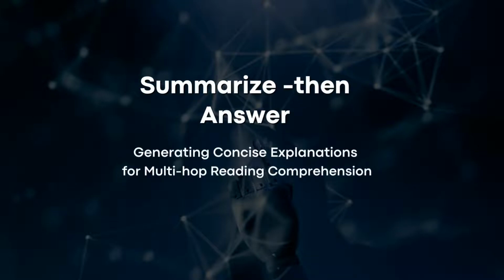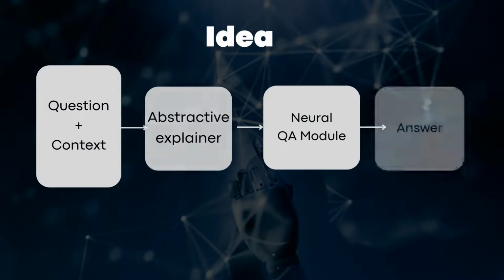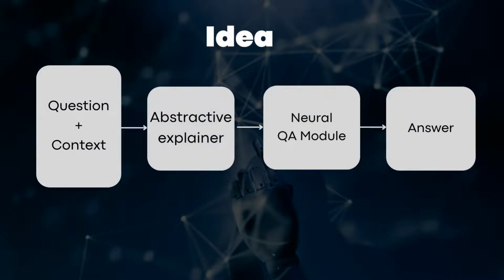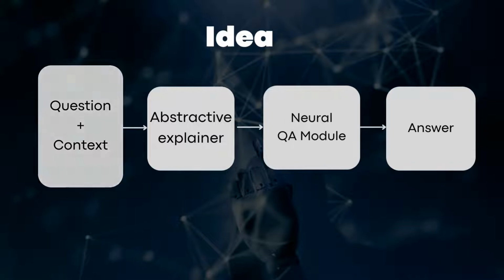So as the title suggests, we are going to generate concise and abstractive explanations for our multi-hop reading comprehensions. So let's get to the basic idea. Given question and context, they are fed to the extractive explainer, which identifies relevant sentences and extracts them as explanation to predict the answer. The extracted explanation is fed to neural QA module, which generates the final answer.